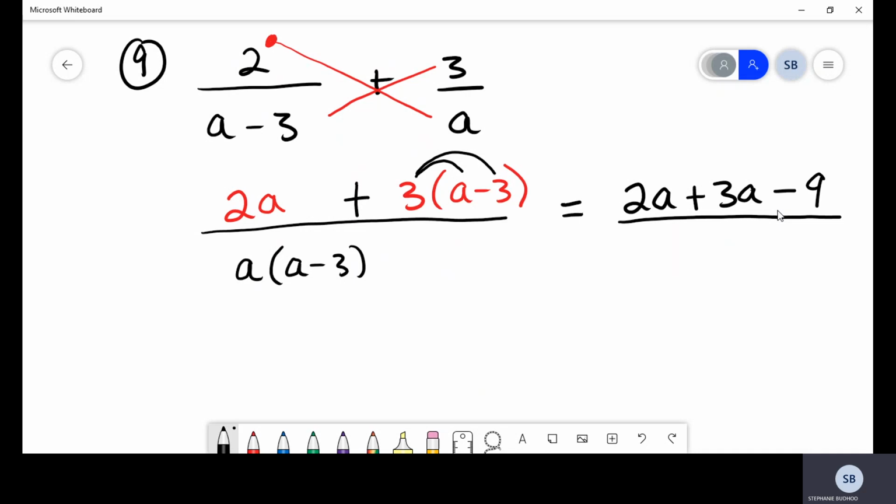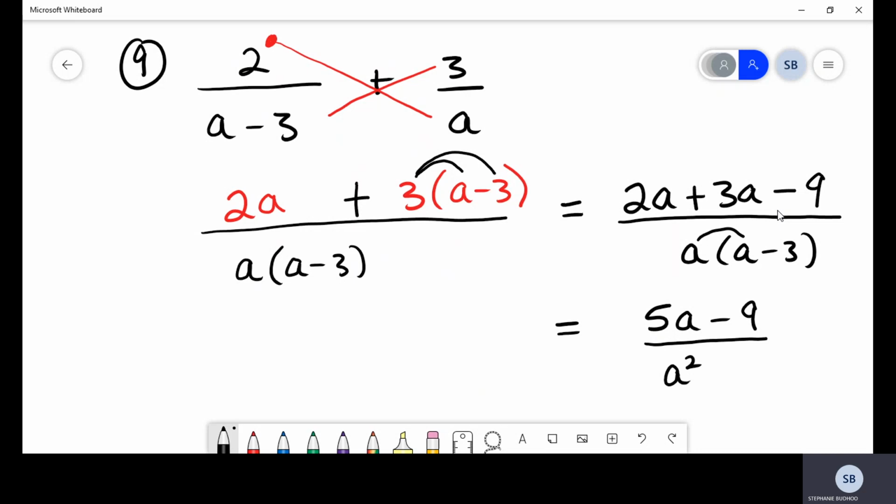On the denominator, you can choose to expand brackets or you can choose to leave your brackets alone. It depends on if a simplification can happen. And one last step, on your numerator, we can simplify 2a plus 3a to give us 5a, subtract 9. And on your denominator, if you want, you can expand brackets so that you get a by a gives us a squared, and a by negative 3 gives us minus 3a.